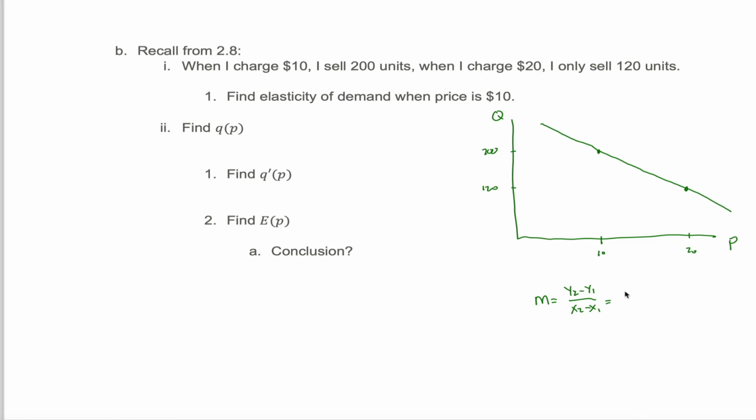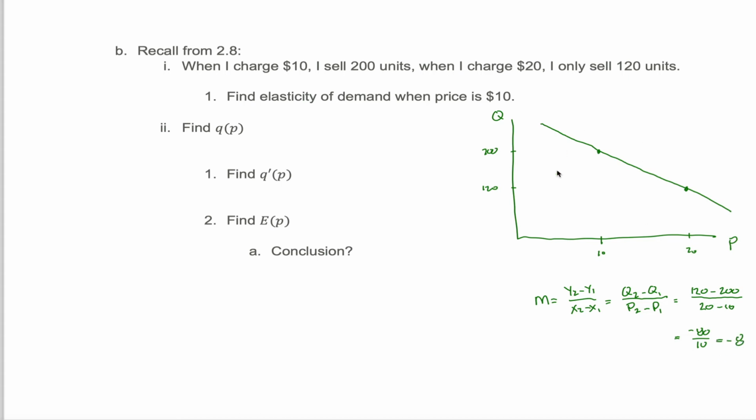Although in this case, the y's are q's and the x's are p's. So if we call these points the 1s and these points the 2s, Q2 is 120 and Q1 is 200. P2 is 20 and P1 is 10. As we saw before, the slope of this curve is negative 80 divided by 10, in other words, negative 8.